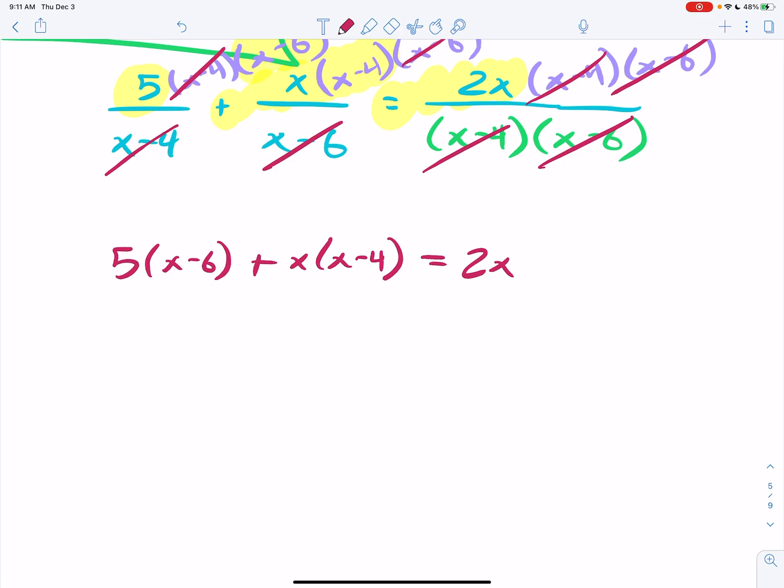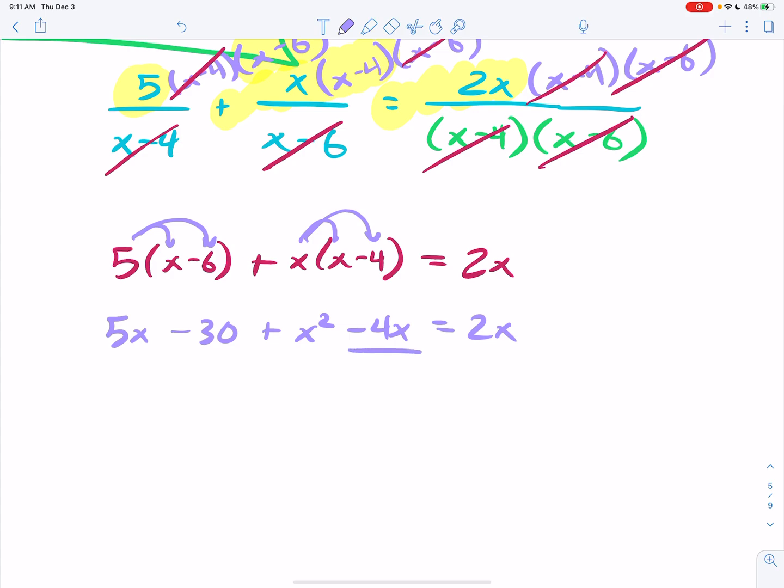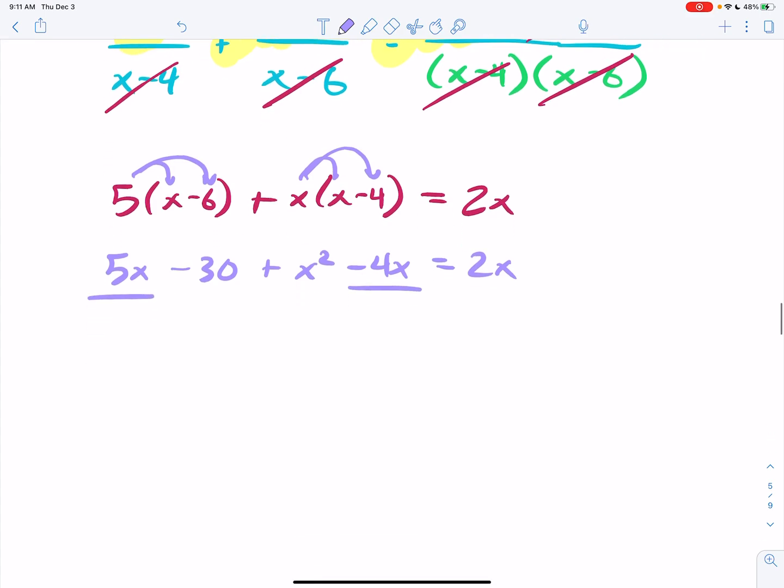So now I'm going to go ahead and distribute because I see a lot of parentheses. I should get 5x minus 30 plus x squared minus 4x equals 2x. Now, if I'm going too fast, feel free to just replay it, okay? I noticed that negative 4x and positive 5x will give me a positive 1x. And then minus 30 I'll put here, and the positive x squared I'll put there.